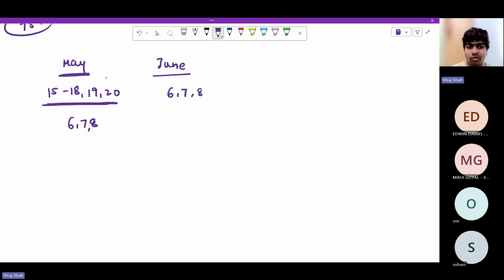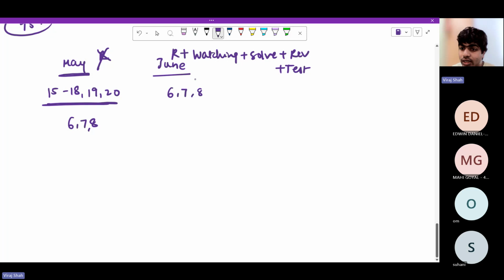Probably not in the month of May, because we are still studying. We have not completed studying and revision. So in the month of May, there will be no R. But from the month of June onwards, it will be R plus watching new lectures, plus solving, plus revision, everything, plus test. So from June, we are going all in and completing everything. In the month of May, it will be very simple. You are just watching lectures, you are solving, and that's it.